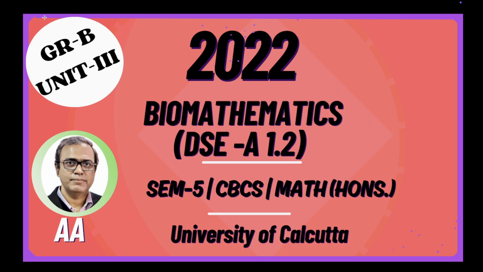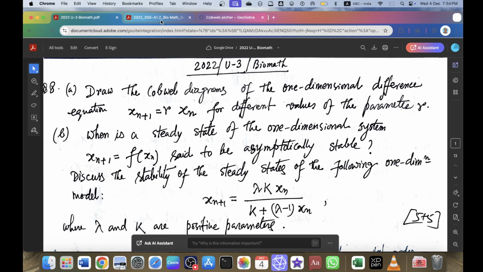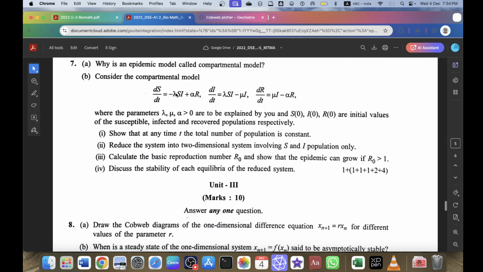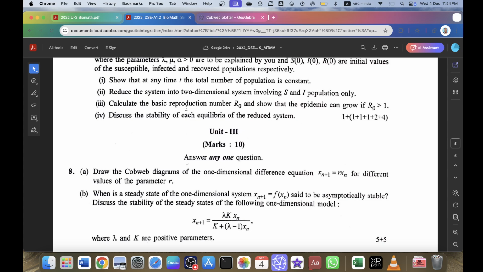Now we discuss Group B Unit-3 2022 Biomathematics Semester 5 CBCS Mathematics Honours, University of Calcutta. Question paper 2022 Unit 3.